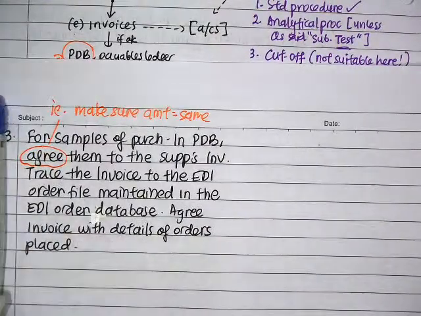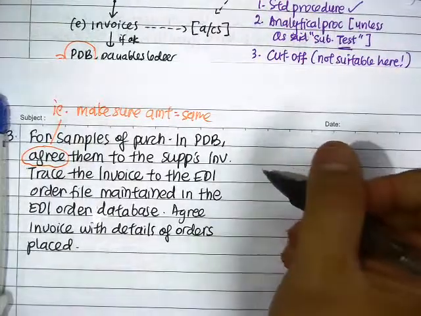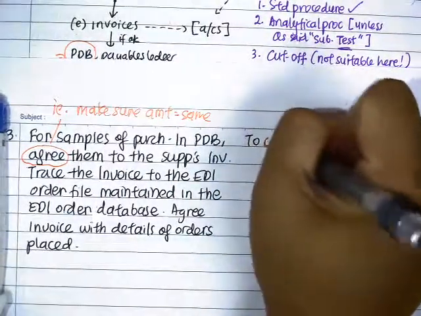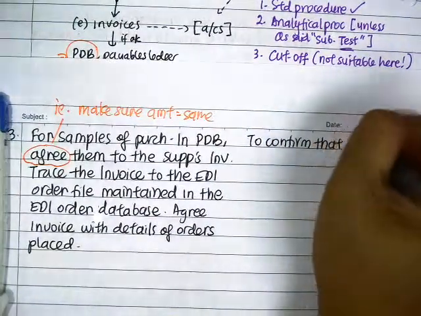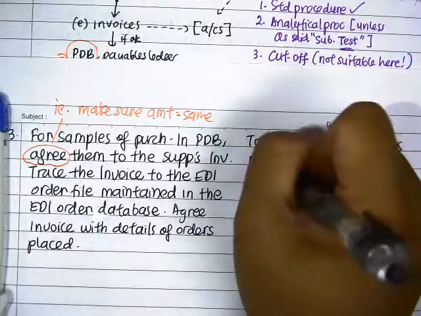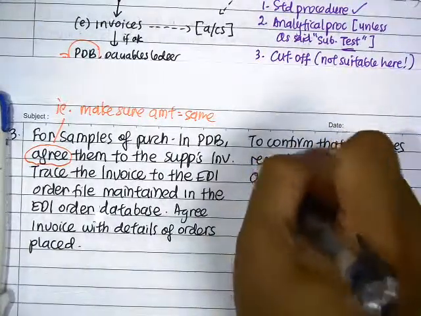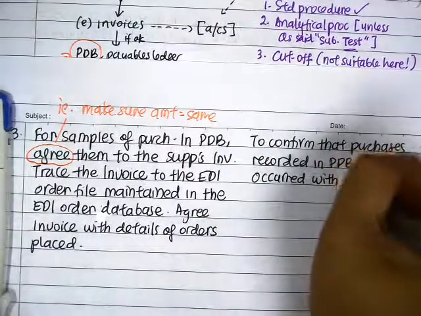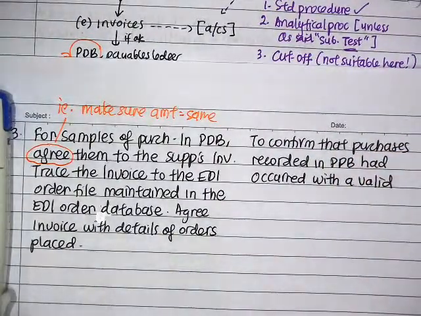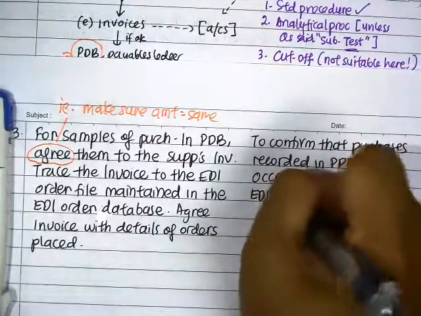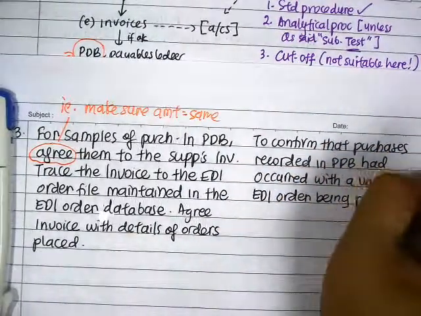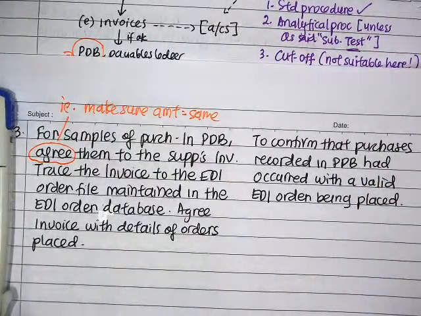Now, you say I'm writing actually a few things inside, but I want to call this as one procedure. That means my answer is solid. Okay, there's very strong things that I write that there's a few things that, okay. Now, my whole purpose is to confirm occurrence, right? Now, this is to confirm that the purchases recorded in PDB had occurred with a valid EDI order being placed.